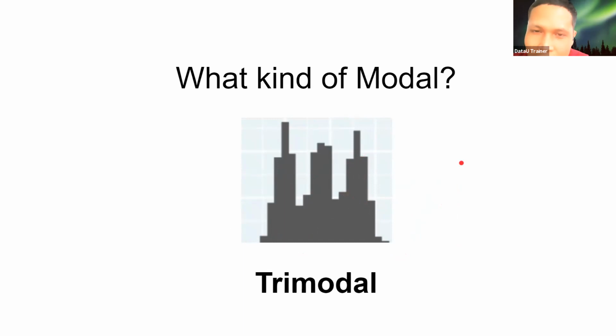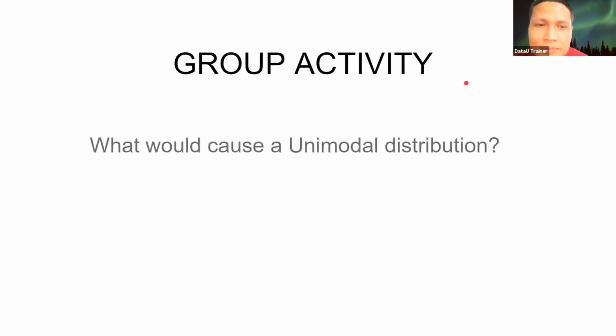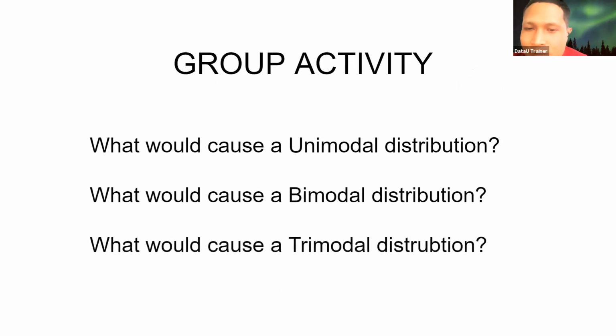However, we're not going to talk yet about when you might have them or why they might happen. We're going to do it as a quick group activity and see if we can figure it out. There are 4 of you, so we can do 2 groups. You're going to try to answer these questions as best you can and present your answer. So what would cause a unimodal distribution? Why would that happen, or why would you have one? And what would cause a bimodal? And what would cause a trimodal?